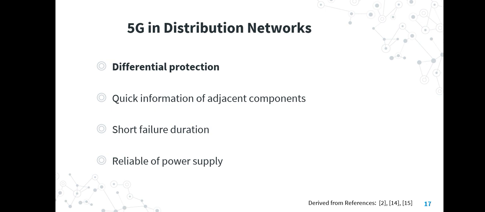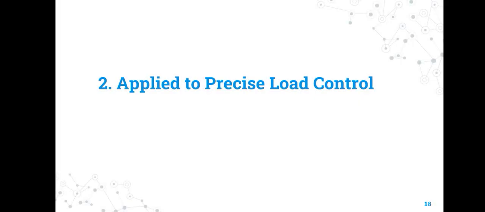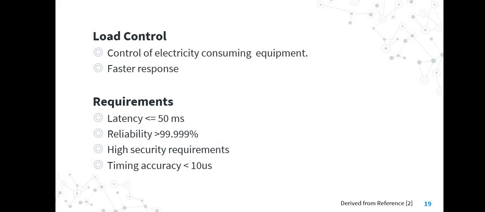Secondly, the second advantage is short failure duration. Failure duration can be reduced by using 5G technology inside a distribution network, and it will also boost the reliability of the power supply. So these are the applications of 5G in distribution networks. The second application is that 5G is applied to precise load control. Load control means nothing other than controlling the loads which are connected in our households or wherever in a power system. So precise load control is essential for faster response.